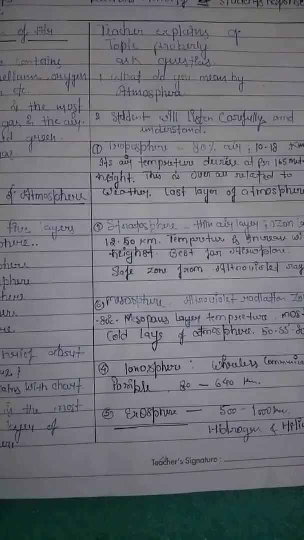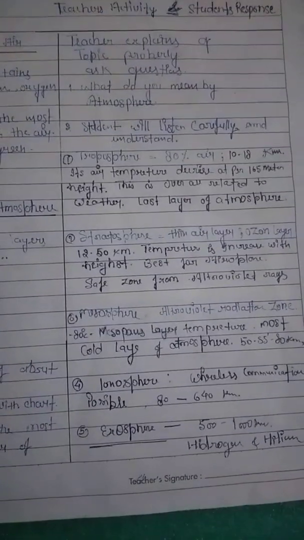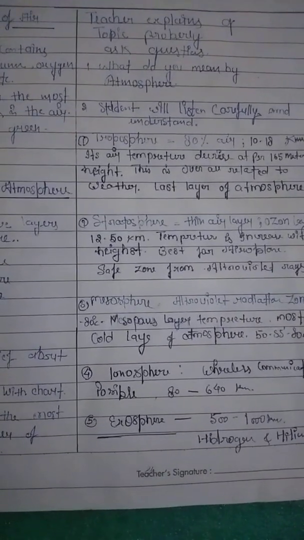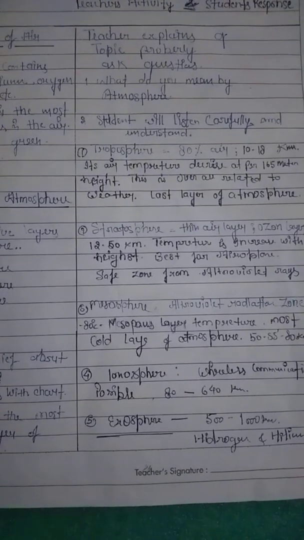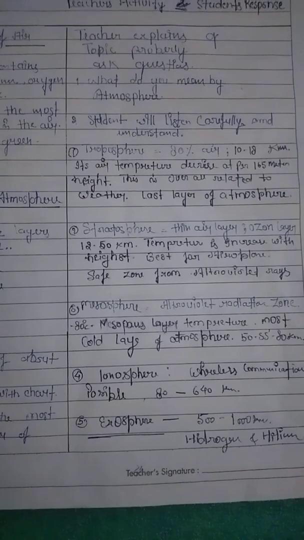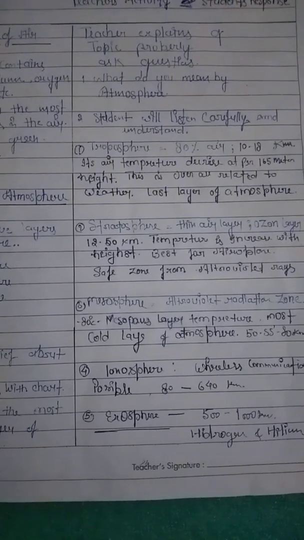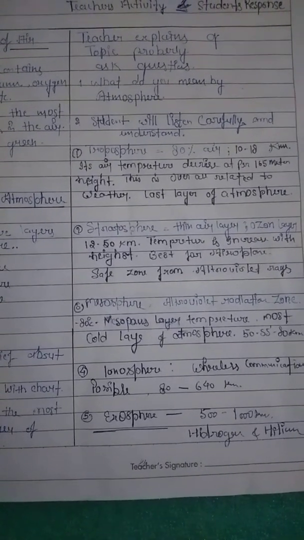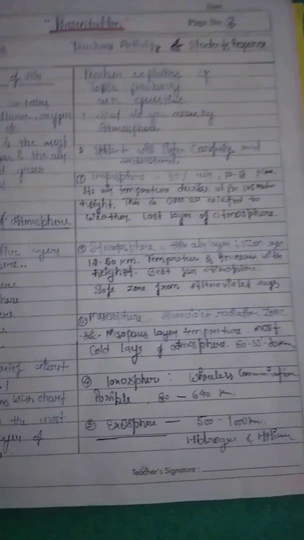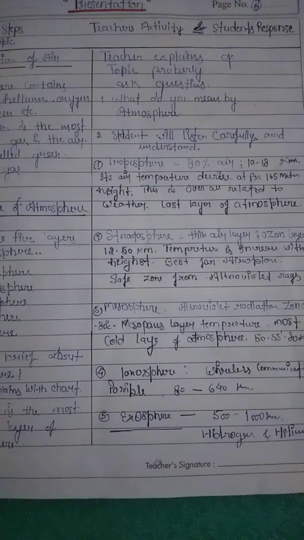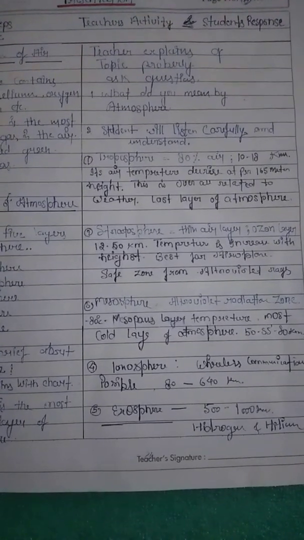Troposphere has 80% of the air, 10 to 18 kilometers. Its air temperature decreases per 165 meters of height. This is overall related to weather. Stratosphere is the very thin layer of the atmosphere. It has the ozone layer. 12 to 50 kilometers, temperature increases with height, best for aeroplanes. This is the best layer for aeroplanes. This is the stratosphere, a safe zone from ultraviolet rays.